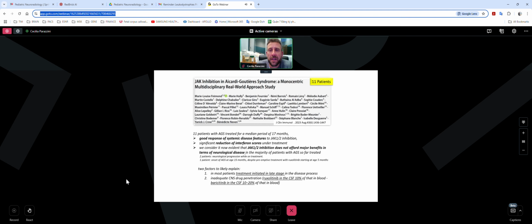We had some doubt on the effects on the neurological part of the disease, and this is due to many possible causes. The most important one is probably the fact that it seems that these drugs have an inadequate penetration within the central nervous system.